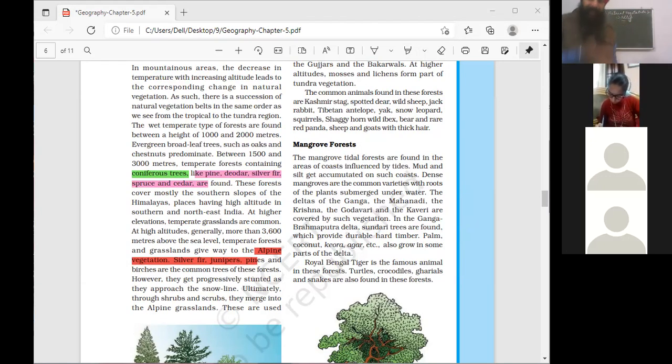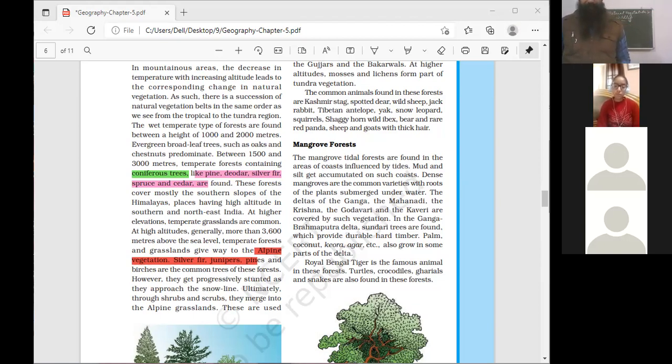So with the increase in height, temperature falls. With the fall in temperature, there are variations in vegetation. Generally, broader leaves are found till the height of 1,000 meters. Afterwards, when the height increases, in altitudinal areas the sizes of the leaves become smaller and they become sharper. That's why tropical deciduous, then coniferous, then alpine, and afterwards only shrubs remain in the higher altitudinal parts above 3,500 meters from mean sea level.